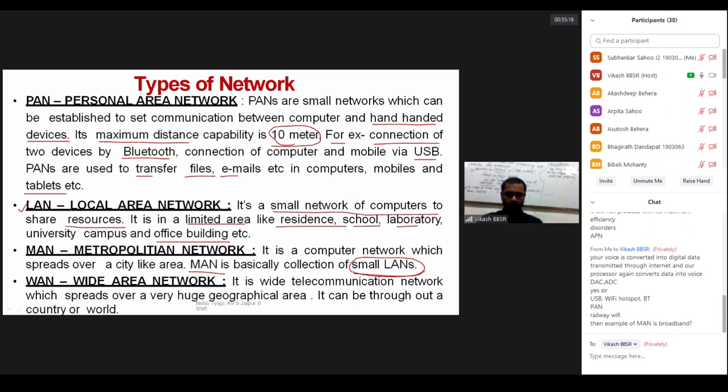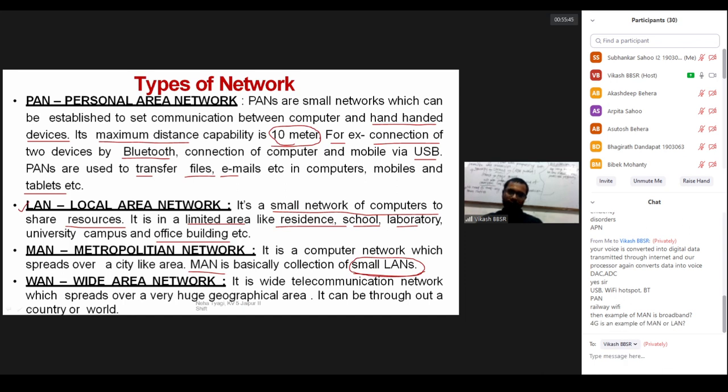A broadband connection you can tell. Whenever it covers one city or town, you can tell this is the MAN. But railway Wi-Fi does not cover the whole city. It only covers that station. So it is LAN.